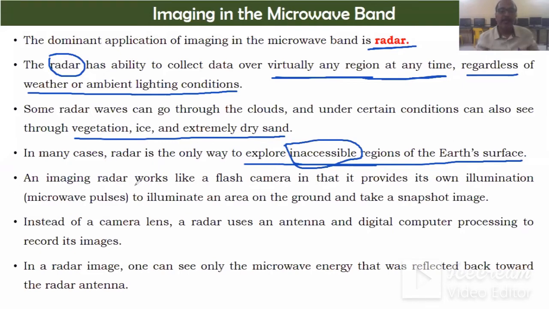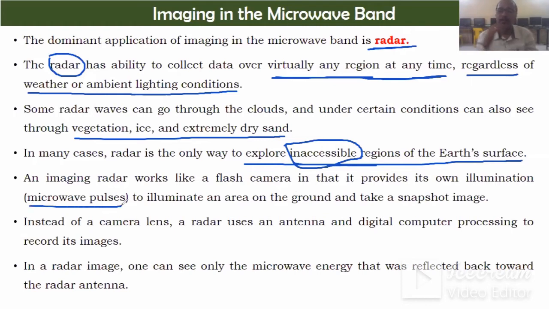Okay, so an imaging radar works like a flash camera in that it provides its own illumination, that is a microwave pulse, to illuminate an area on the ground and take the image. See, what is the technique? Radar is the same. Radar is like a flash camera, like our camera. When you click the camera, a flashlight is emitted. Such a thing happens in radar. Radar sends some pulses, some rays, which are known as microwave pulses.